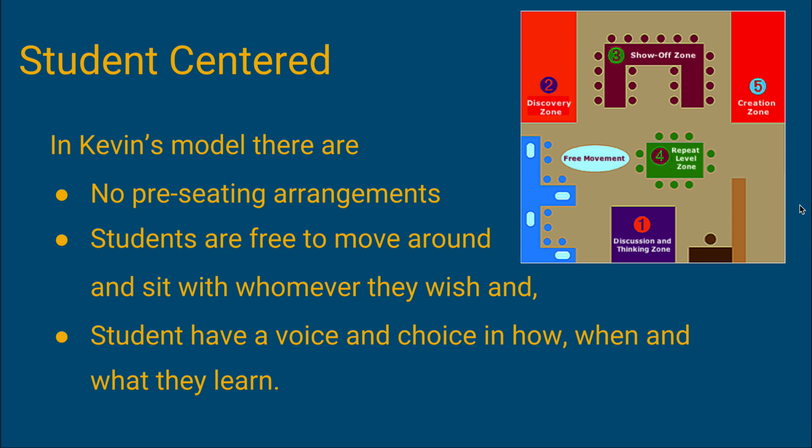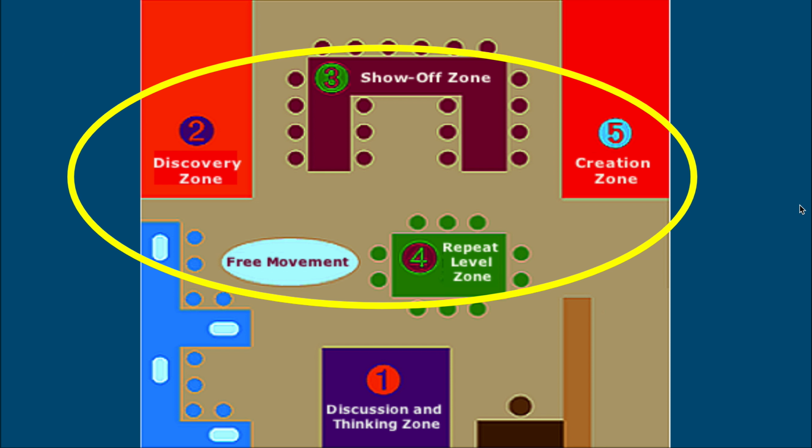Kevin's model is student-centered. There's no pre-seating arrangements. Students are free to move around and sit with whomever they wish, and students have a voice and choice in how and when they learn. So Kevin's learning zone, which is another name for his classroom, is divided into 5 mini zones. The zones are the creation zone, which is creating content for use in their own learning, creating presentations to demonstrate learning, blogging, refining, editing. It happens here, and it's usually a very busy space.